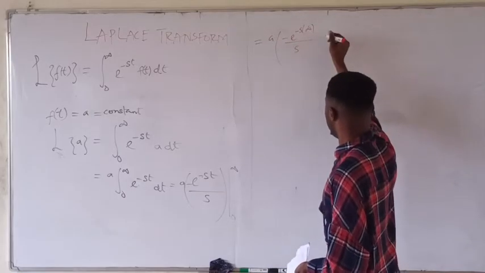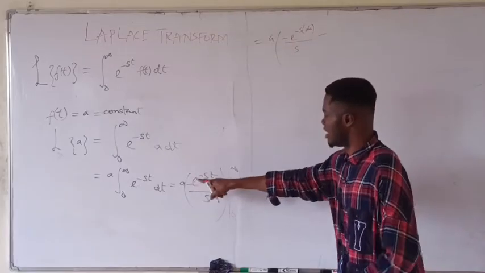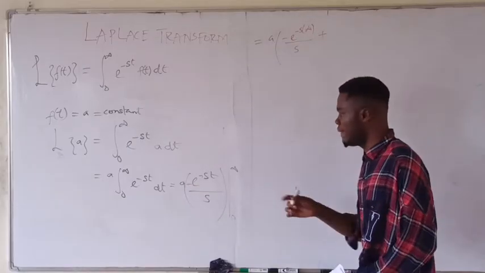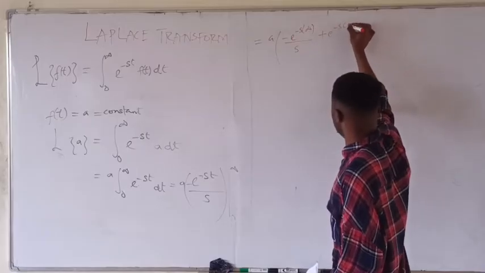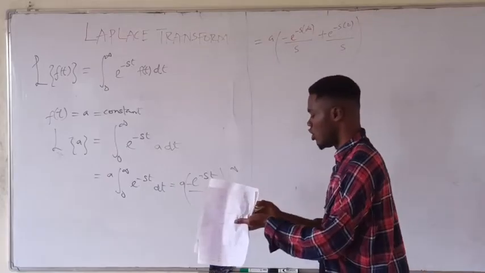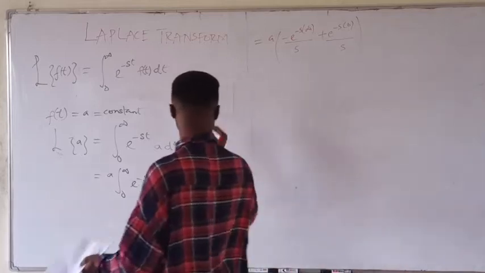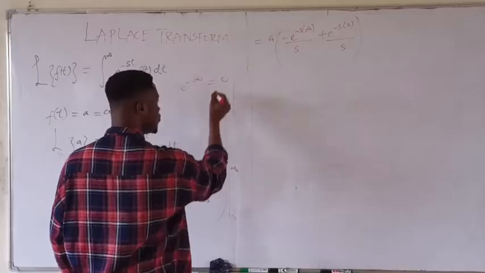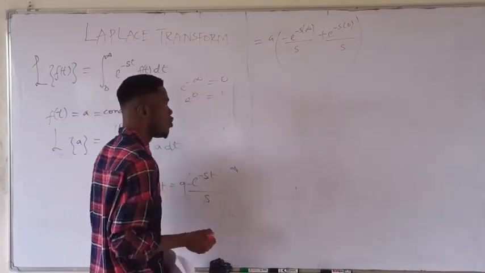Alright? Okay. So minus, there's a minus here already, so it's going to turn to a plus. Okay? Exponential of minus s into 0 divided by x. So this is the value of this function. Now, I want you to note that the exponential of a negative infinity should give you 0. And the exponential of 0 should give you 1.